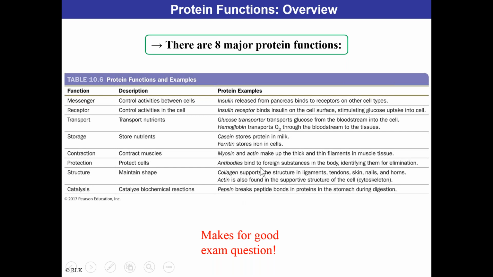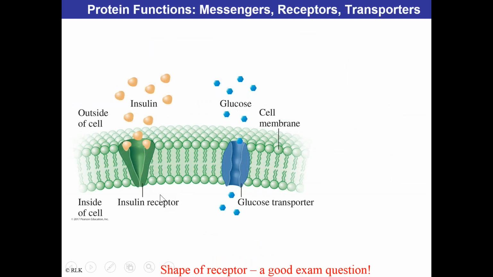Protection, antibodies designed to bind to foreign substances in the body, identifying them for elimination. Structure, with shape maintenance, collagen supports, for instance, the structure of ligaments, tendons, skin, nails, and horns. Actin is also found in the supportive structure of the cell. And catalysis, whereby biochemical reactions can occur. For instance, pepsin breaks peptide bonds and proteins in the stomach during digestion. All right, so of course these would make for a good exam question, but let's begin.